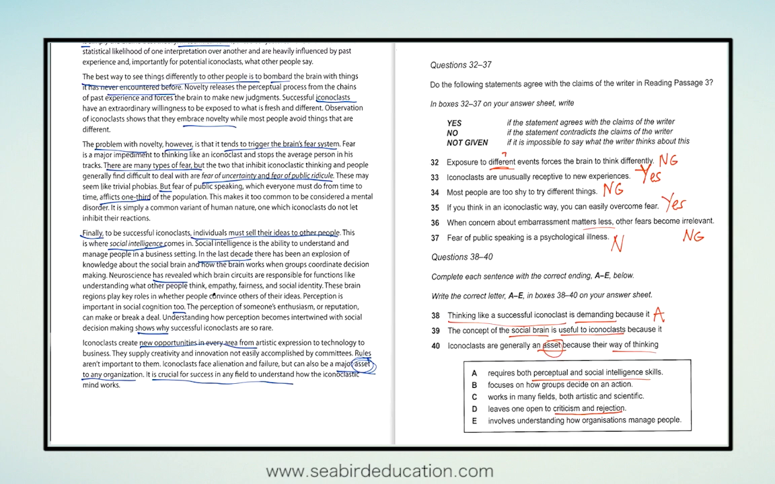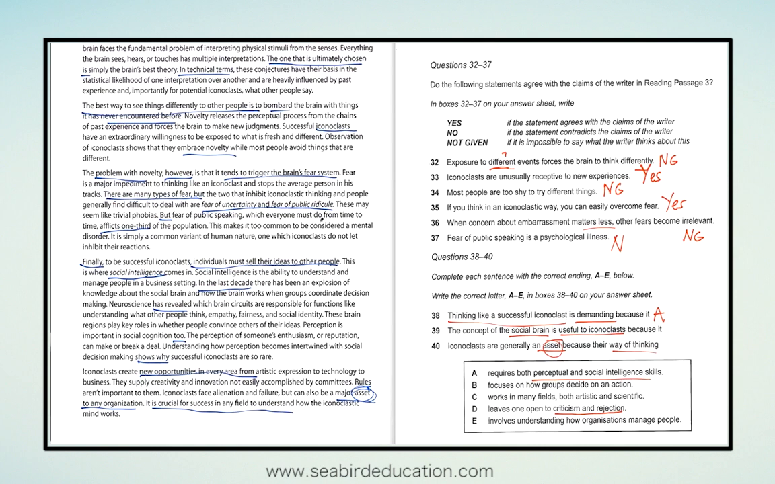I don't know where this is. I've got 2 minutes left. Social brain. Groups coordinate decision making. That's all I can see. B. And then we were stuck with this one. Understanding how perception becomes intertwined with social decision making shows why it's successful is so rare.